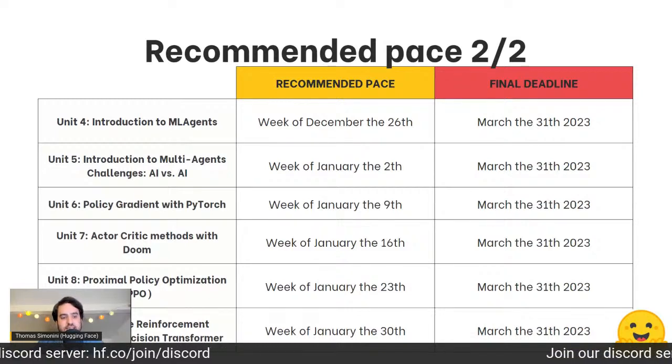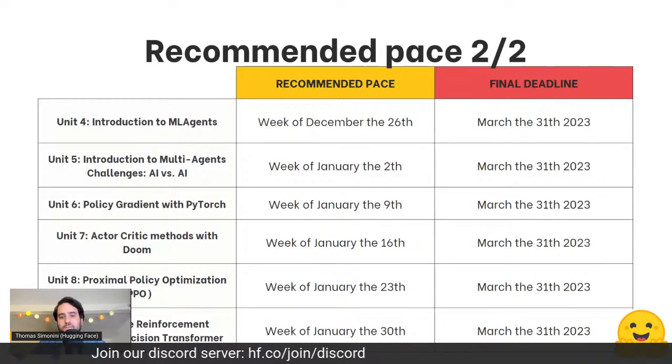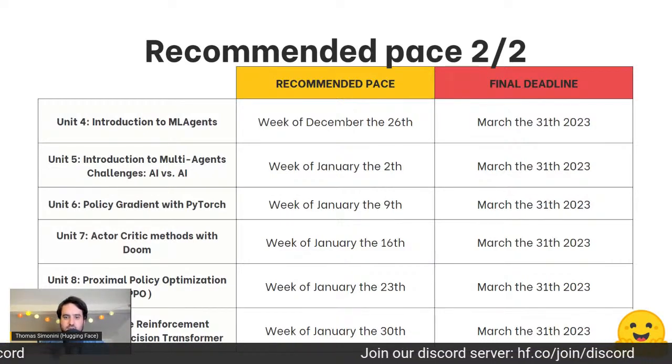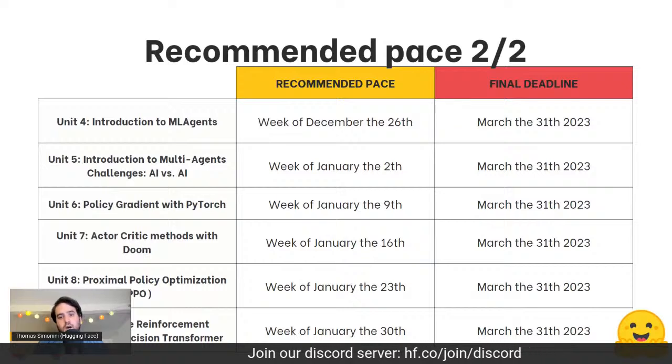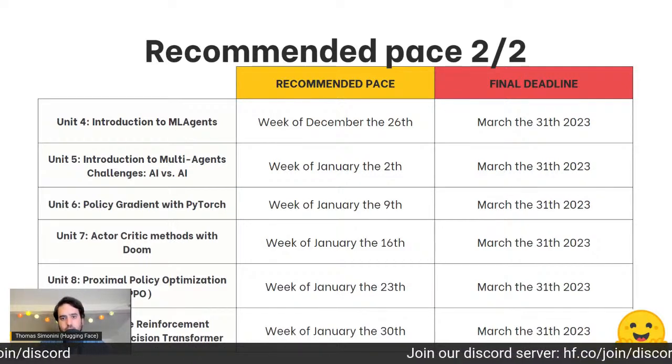And finally, in Unit 8, we're going to learn about one of the state-of-the-art generalist algorithms called PPO, proximal policy optimization. And we're going to have a bonus unit where we're going to talk about offline reinforcement learning, decision transformer. It's the use of transformer models to create deep reinforcement learning agents. We're also going to talk about training language models with human feedback.